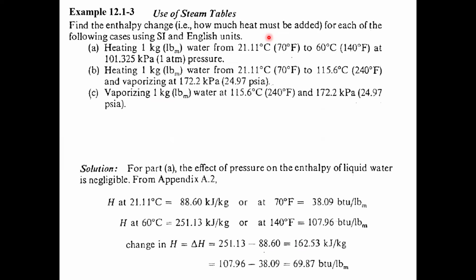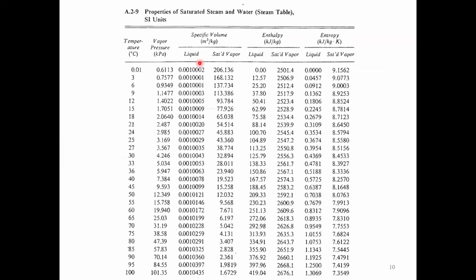Find the enthalpy for each of the following cases: heating 1 kg of water from 21 degrees centigrade to 60 degrees centigrade at 101.325 kilopascal. So it's basically raising the temperature of water from 21 to 60 degrees centigrade. You want to find the enthalpy of water at 21 and 60 degrees centigrade. To be more precise, it is 21.11, so you have to use interpolation to find the energy of water.